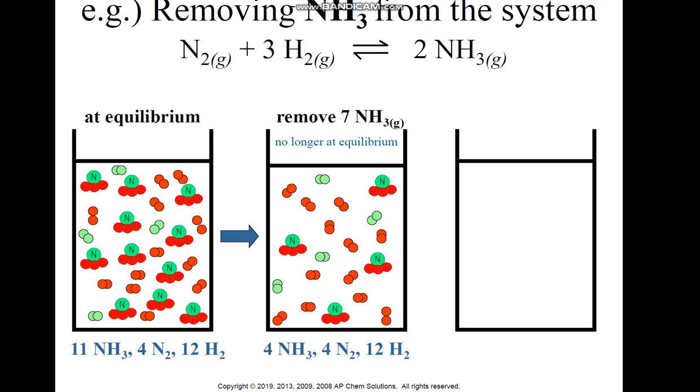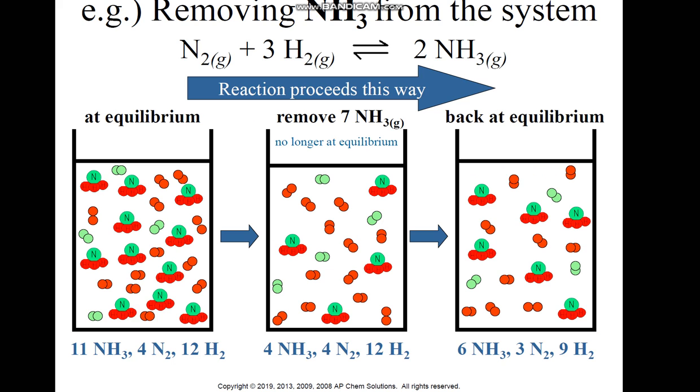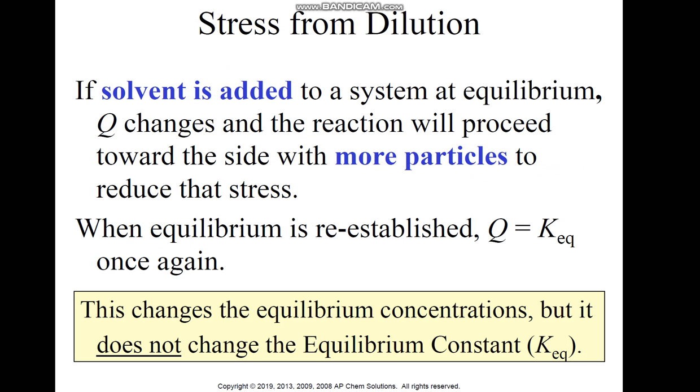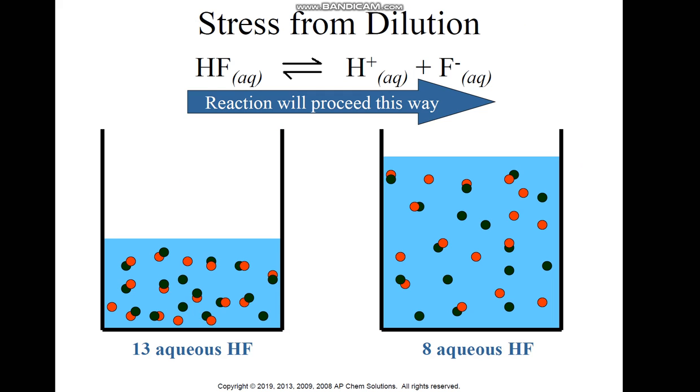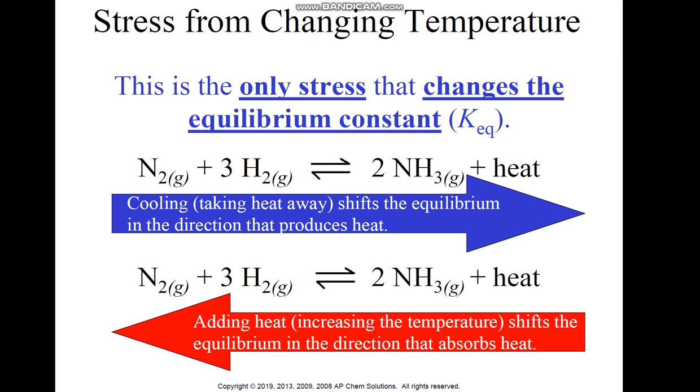So if we're out of balance here, this particular reaction is going to try to go back to what was removed. It's going to try to go back to that NH3, so it's going to go towards the product in order to get back to equilibrium. Dilution is the same thing as a decrease in concentration of something. So same thing with that particular diagram there.